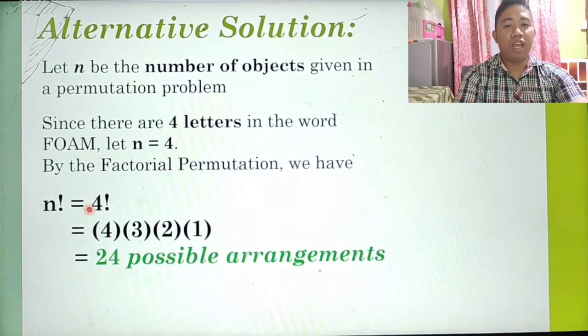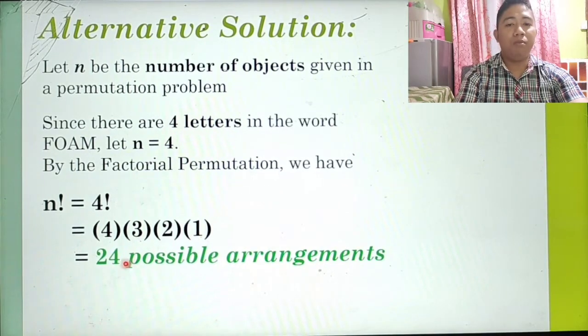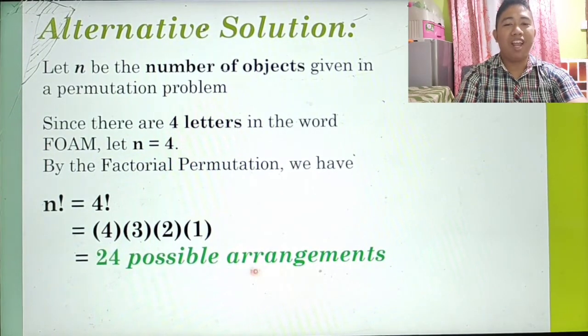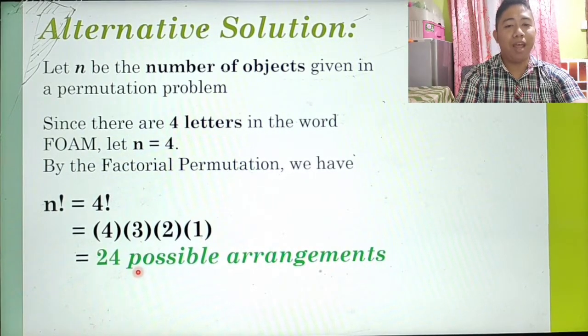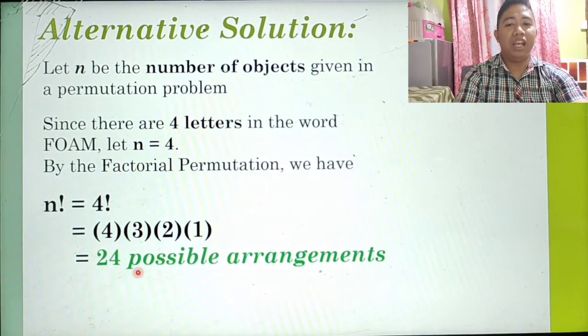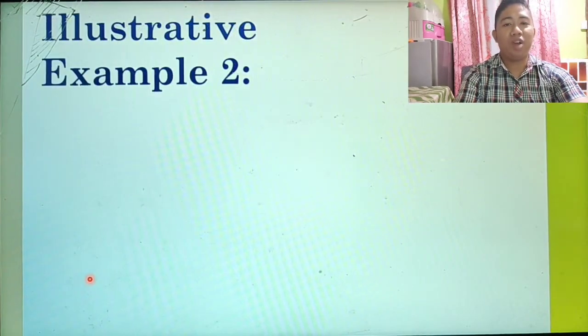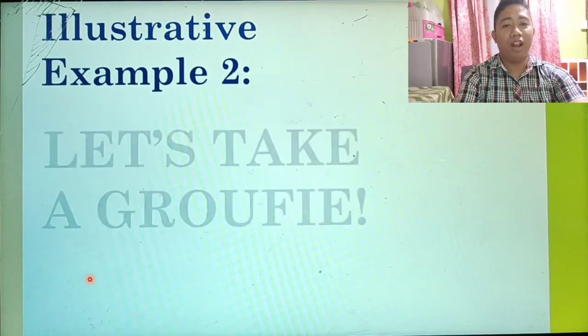Then the equivalent of 4 factorial, expressed in expanded form, is 4 times 3 times 2 times 1, and we already know that the product of these 4 numbers is 24 possible arrangements. And that is our answer to the given problem. So among these 3 solutions, which we already explained in this problem, we arrive at the same answer. So let's move on to our next illustrative example.